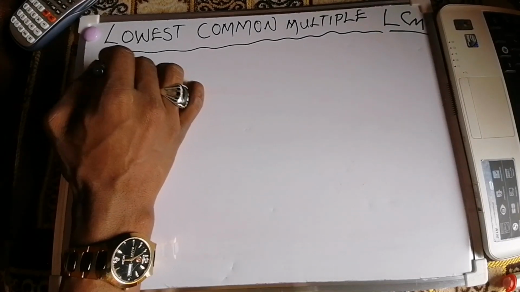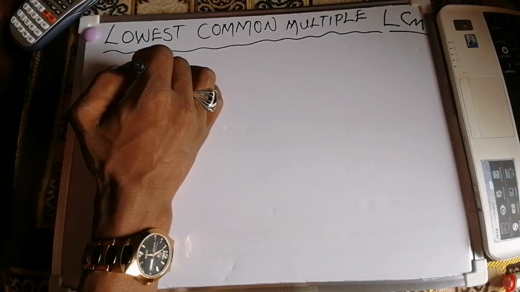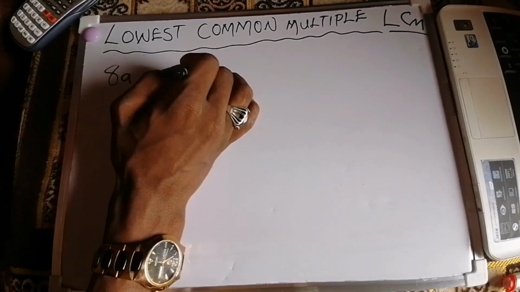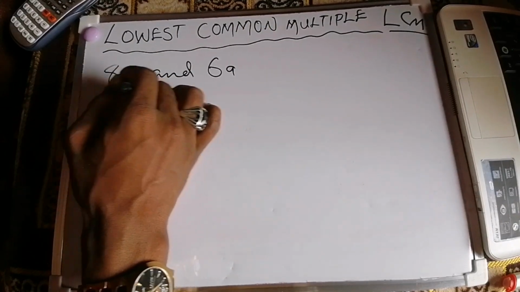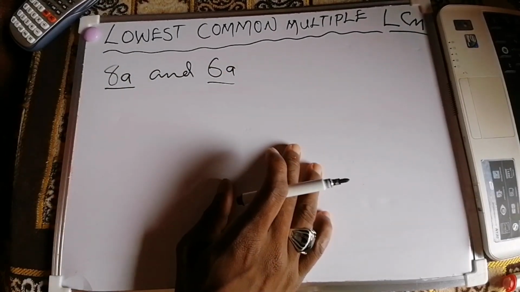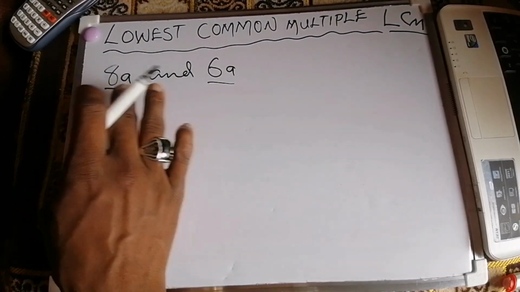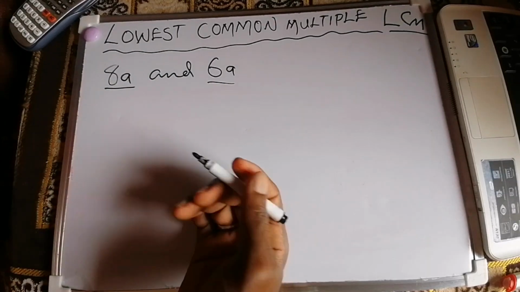Assuming we are given 8a and 6a, so these are two numbers, and we are going to find the LCM of these two numbers. So it is very simple.